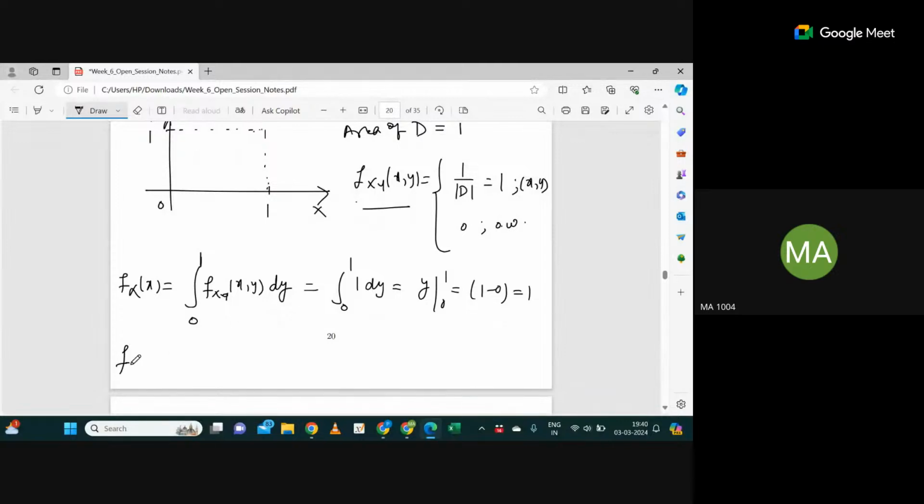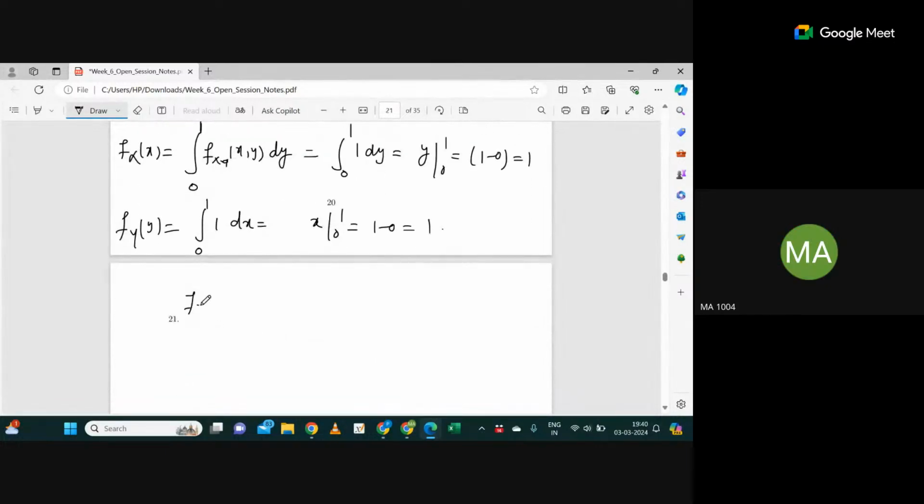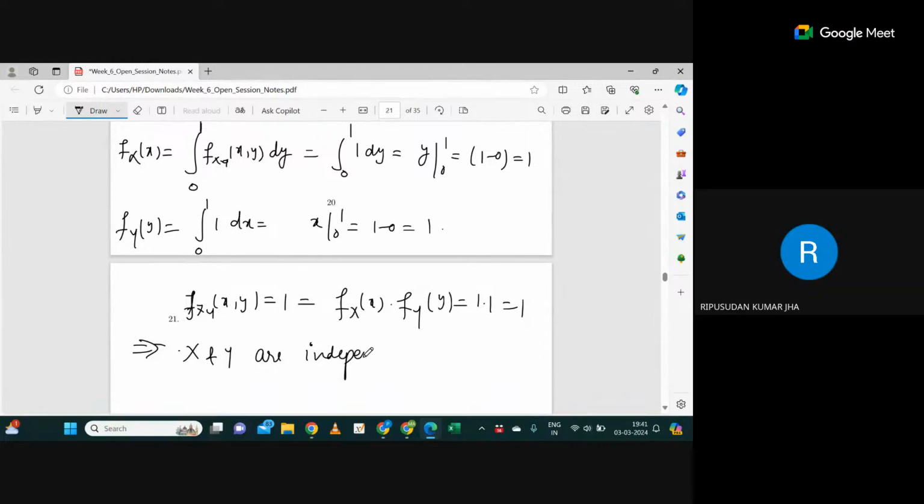Same, I need to calculate the marginal of Y. For that, I have to integrate throughout the limit of x, 0 to 1, of 1 dx, which would be x from 0 to 1, 1 minus 0, nothing but 1. So you can see here, the joint density f_XY is equal to 1, which is the same as the product of their marginals, 1 into 1. So this implies X and Y are independent. Is this clear?